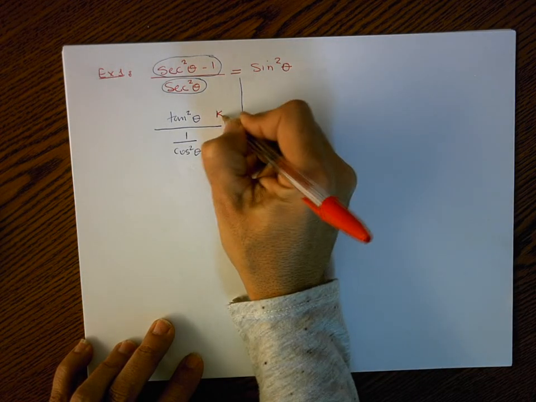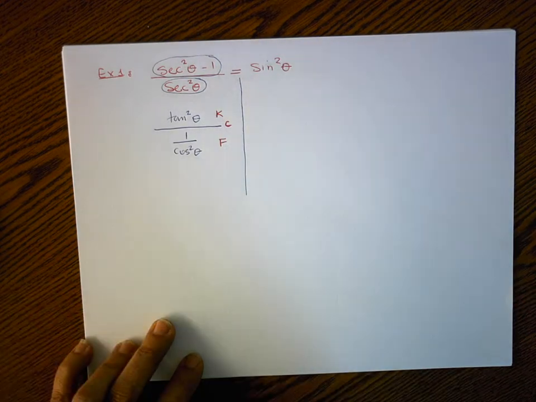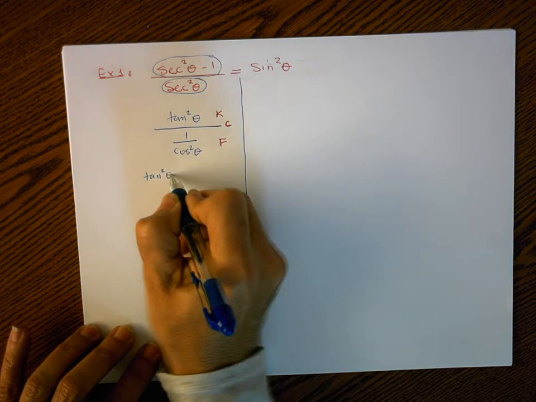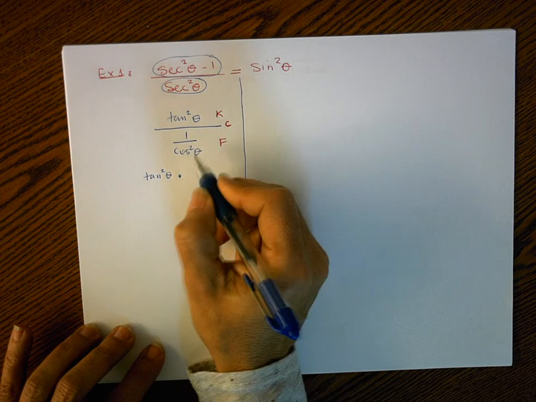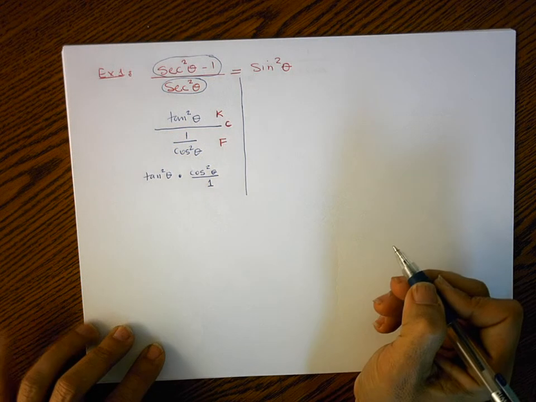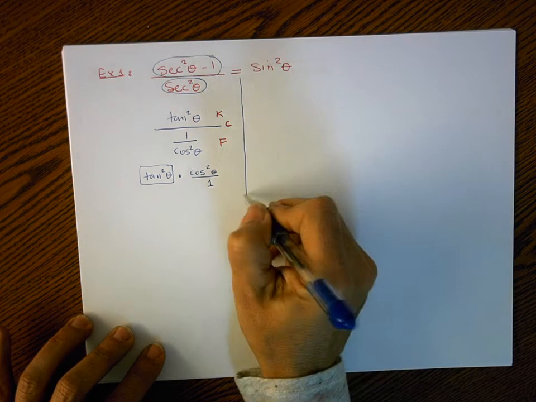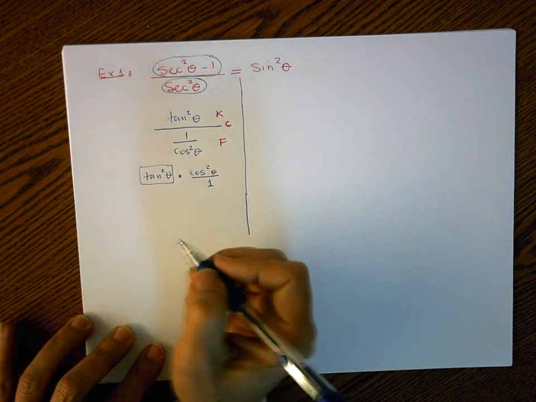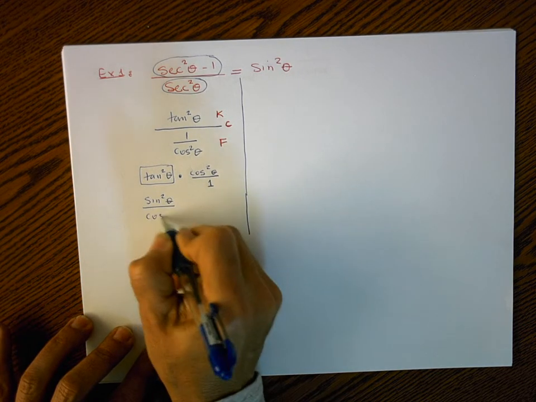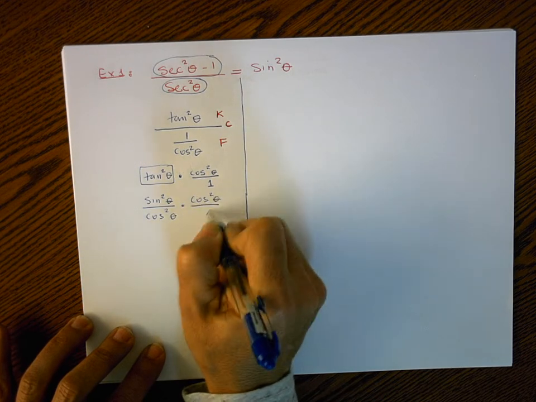I'm going to keep this. I'm going to change to multiplication, and I'm going to flip this fraction. Okay, so let's go ahead and do that. I'm going to keep it as tangent square of theta times, and I'm going to flip it. It's going to be cosine square of theta all over 1. And that didn't quite help us unless we change the tangent square of theta to something we know about. I know that the tangent square of theta is the sine square of theta all over the cosine square of theta, times the cosine square of theta all over 1.